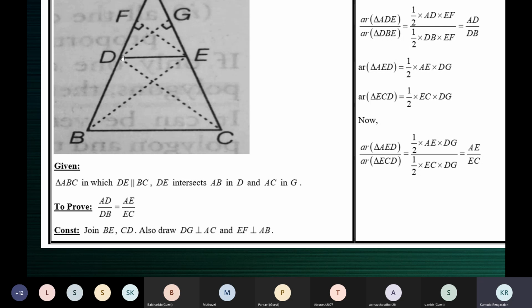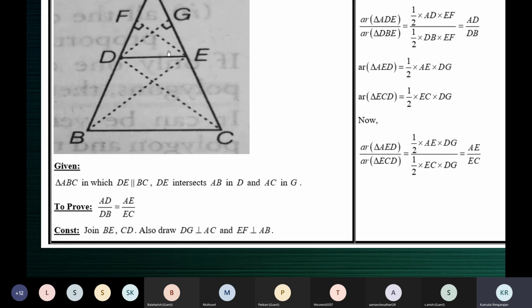See here, understand one thing. The triangles have the same base. How will you say that they have the same area? If they have the same base and the same altitude, they'll have the same area. If the numerical values of the base and altitudes are the same, they'll have the same area. Both the triangles stand on the same base DE. So base we have sorted out. Now we are concerned about the altitudes.